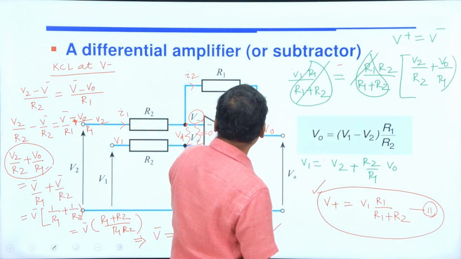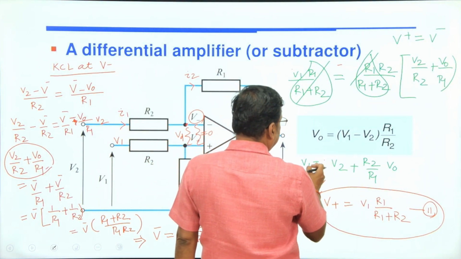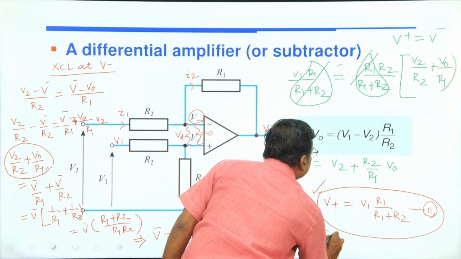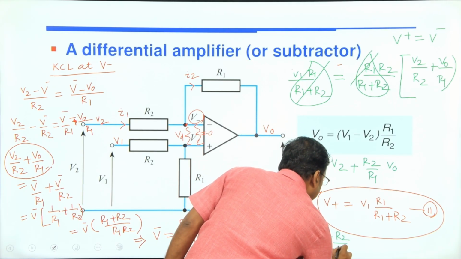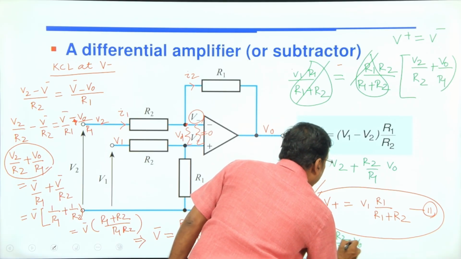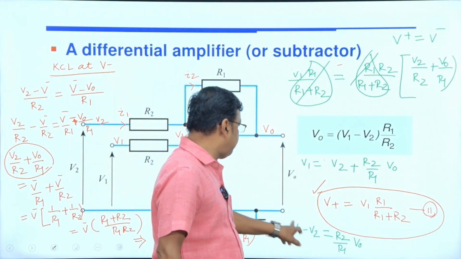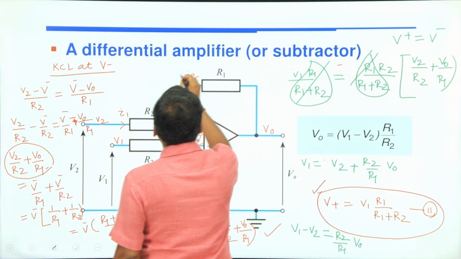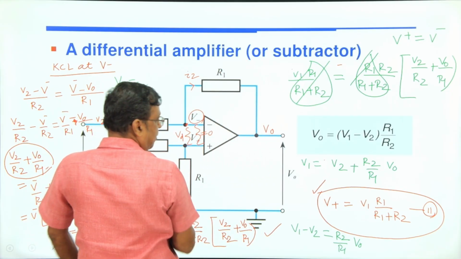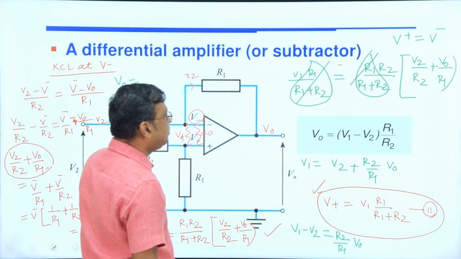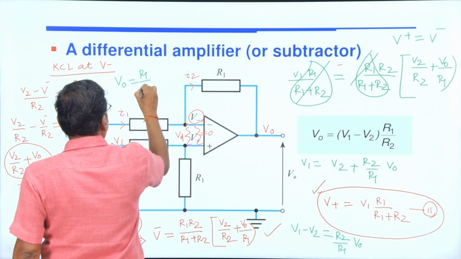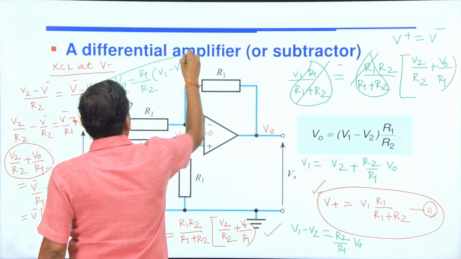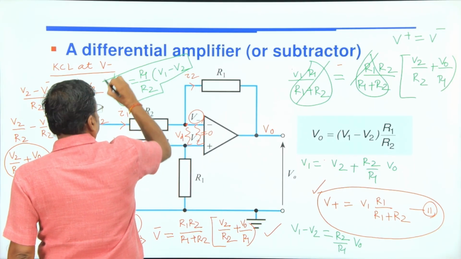From this expression I can find out V0. V1 minus V2 equals R2 by R1 into V0. So V0 value is how much? It will be the reverse: V0 equals R1 by R2 whole into V1 minus V2. This is your final expression.